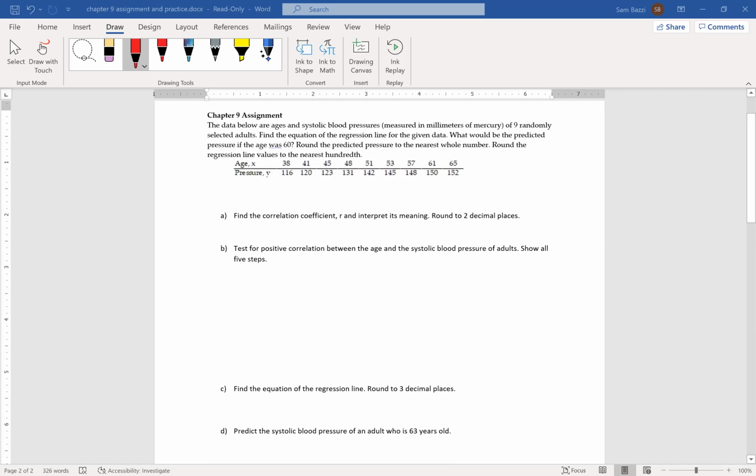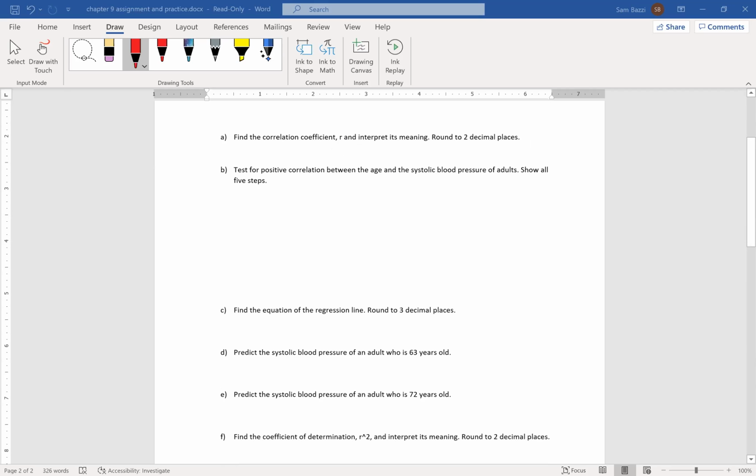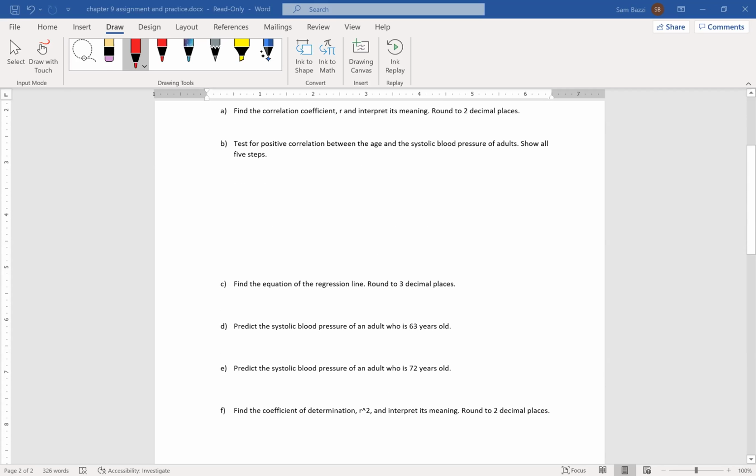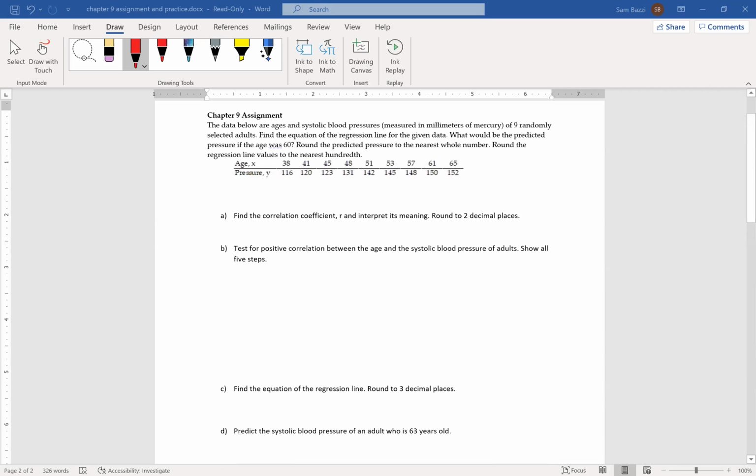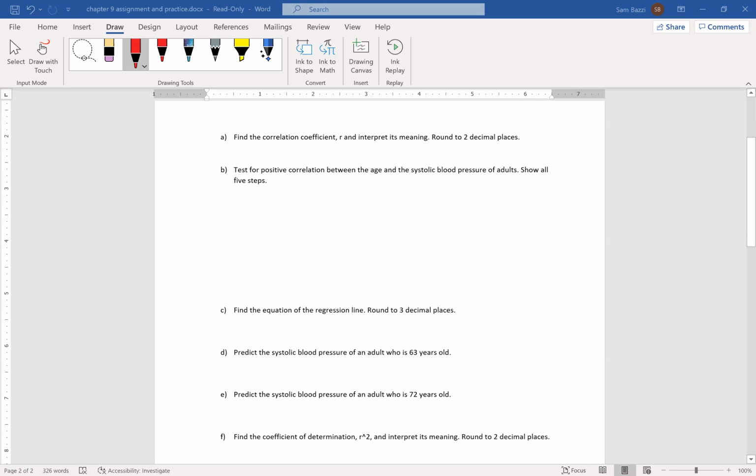You have the age and the systolic blood pressure. Find the correlation coefficient R and interpret its meaning. Same question as before. Test for positive correlation, guys. Exactly what we did in the practice. Find the equation of the regression line. Exactly what we did. Predict the systolic blood pressure for an adult who's 63. Let's see if we can do the 63. Yes, we can do the 63 in here. You can see it. 65 is the highest number, so it's good.